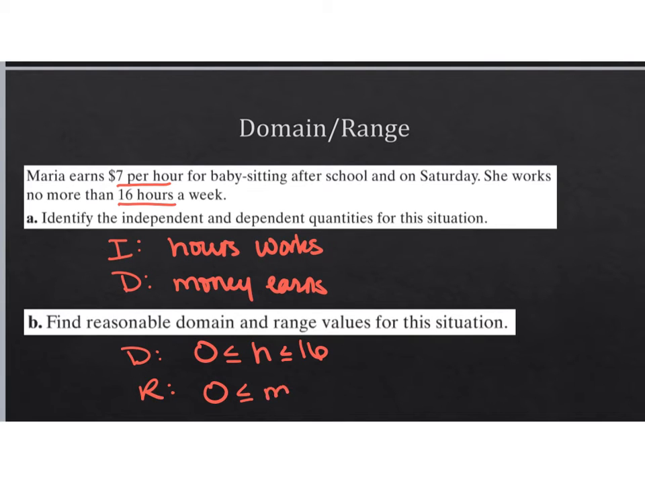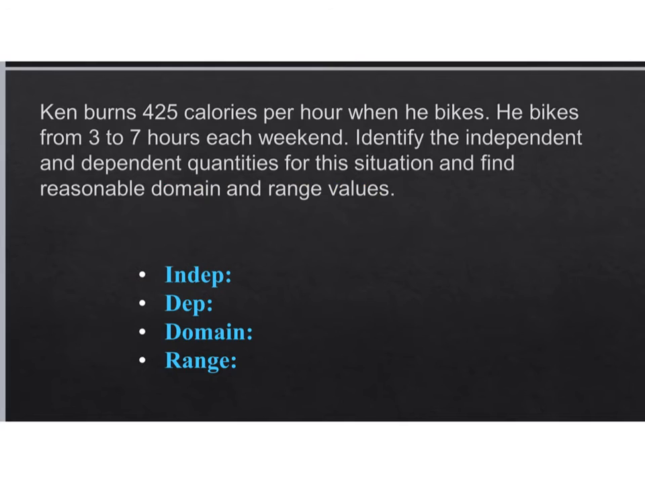And I'm just going to put M for money earned. Now, if she works 16 hours and she's earning $7 an hour, if I multiply these two together, we can see that she's going to earn $112. So she can earn between $0 and $112 a week if she works between 0 and 16 hours.